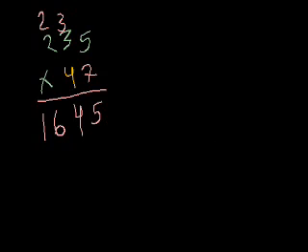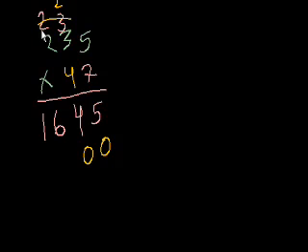Now we have to deal with this 4. Well, since that 4 is in the tens place, we add a 0 here. You could almost view it as we're multiplying 235 not by 4, but by 40. And that's why we put that 0 there. But once you put the 0 there, you can treat it just like a 4. So you say 4 times 5, well that's 20.